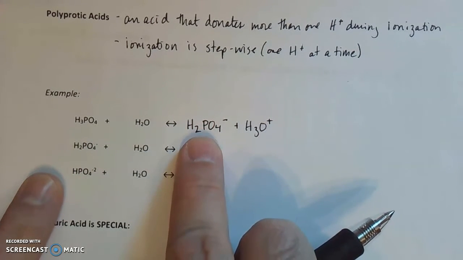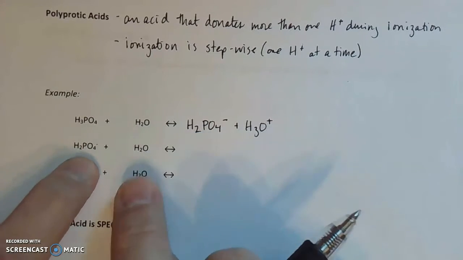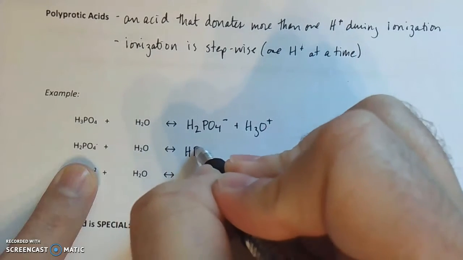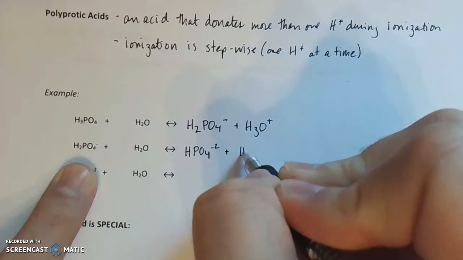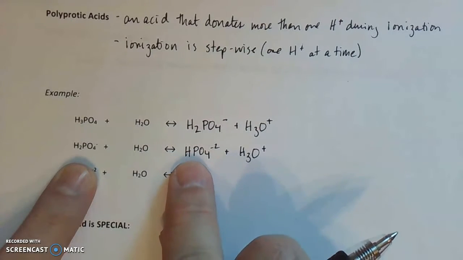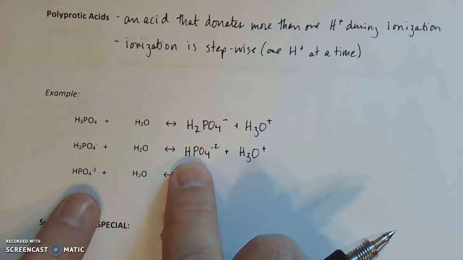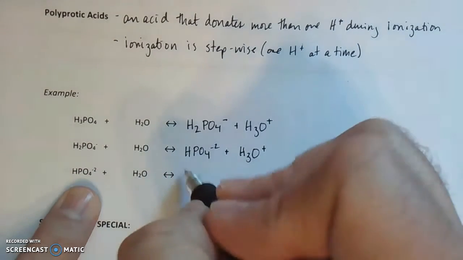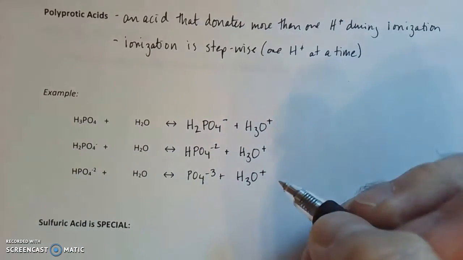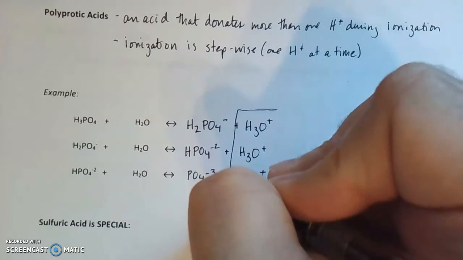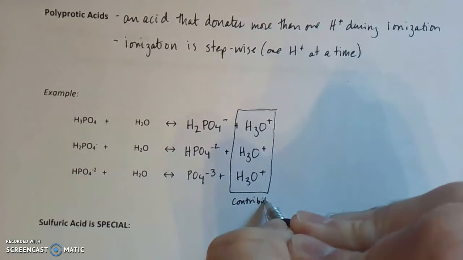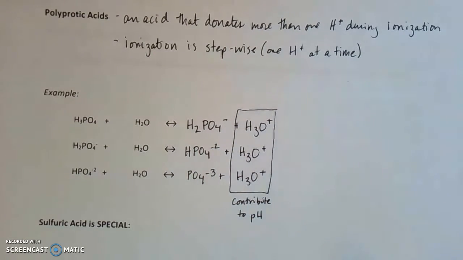Well, we still have H2PO4 minus here, so this can act as an acid when mixed with water, and it can further ionize. So we get HPO4 minus 2 plus H3O plus. Well, we still have an H attached to the HPO4 minus 2, so it can act like an acid with water, and we can finally get PO4 minus 3 plus H3O plus. So all three of these H3O pluses contribute to the pH.